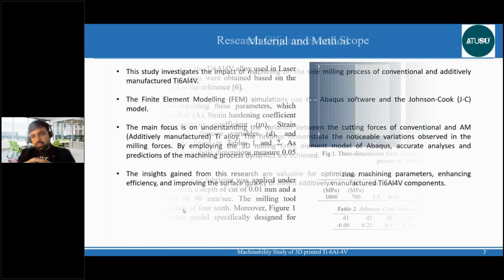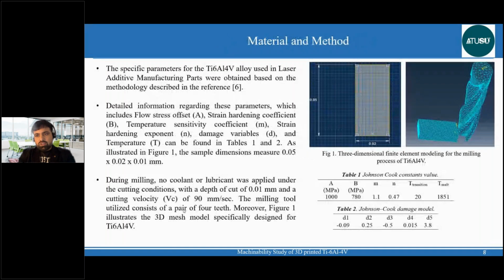Here you see the model I developed in Abaqus. That's the milling tool, and these are the geometries I'm using. The depth of cut is considered as 0.01 mm, which is quite low, and the cutting velocity is 90 mm per second. All these parameters are selected from the literature. I went through a few papers and got parameters which also help me compare the results with the literature, because these parameters have been decided with the help of literature review.